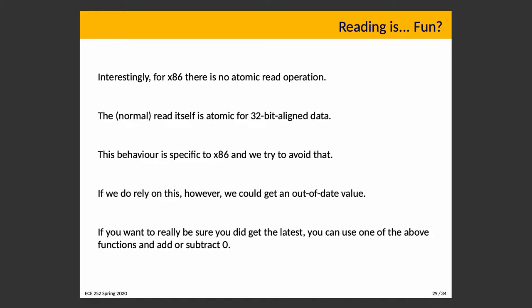The reason for that is because read is atomic for 32-bit aligned data by default. If you just say x is assigned y, and those are two values that are 32-bit aligned, then that is by default atomic because it's accomplished in one hardware instruction, and you don't have to worry that anything could go wrong. There's two problems with that. One, this behavior is specific to x86 architecture, so you shouldn't rely on that. We're trying very hard to not rely on specific hardware, making an assumption that it runs on the x86 instruction set. The other thing is you could potentially get an out-of-date value if you rely on this behavior. And the second caveat to that is that it has to be 32-bit aligned.